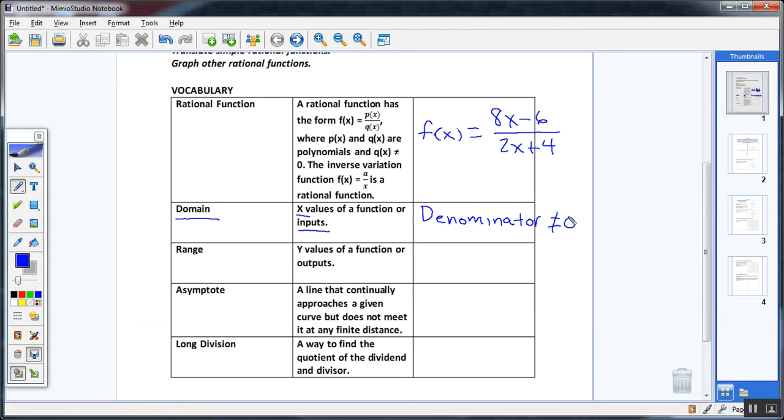All right, then the range is just simply what, kids? The y values or the outputs, okay? One of my favorite words, and I don't know why, I think it's kind of funny: asymptote. You guys heard the word asymptote before? What's an asymptote?